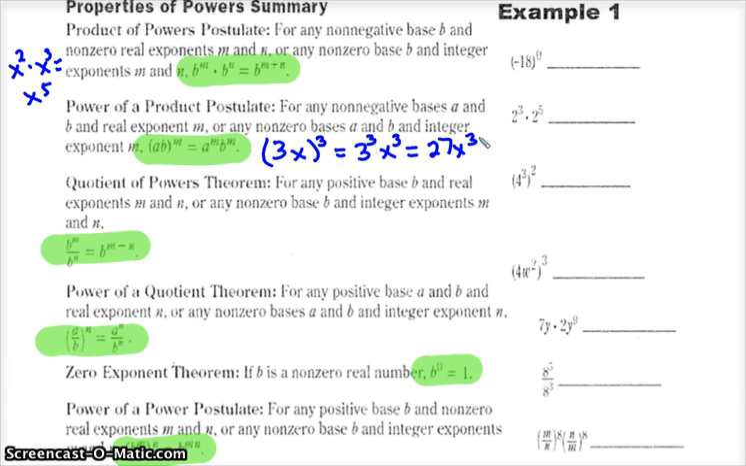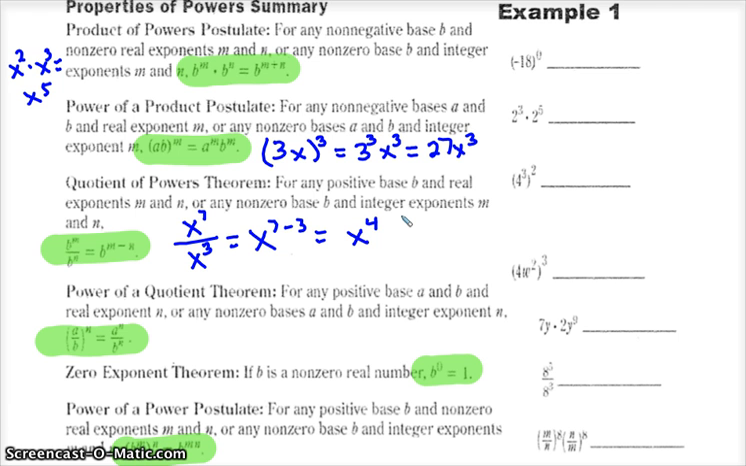How about if we divide? The quotient of powers theorem says that if I have the same base and I'm dividing my powers, I will then subtract the exponents. This would look a little something like this. If I had x to the seventh divided by x to the third, I would then subtract my exponents, 7 minus 3, and get x to the fourth.